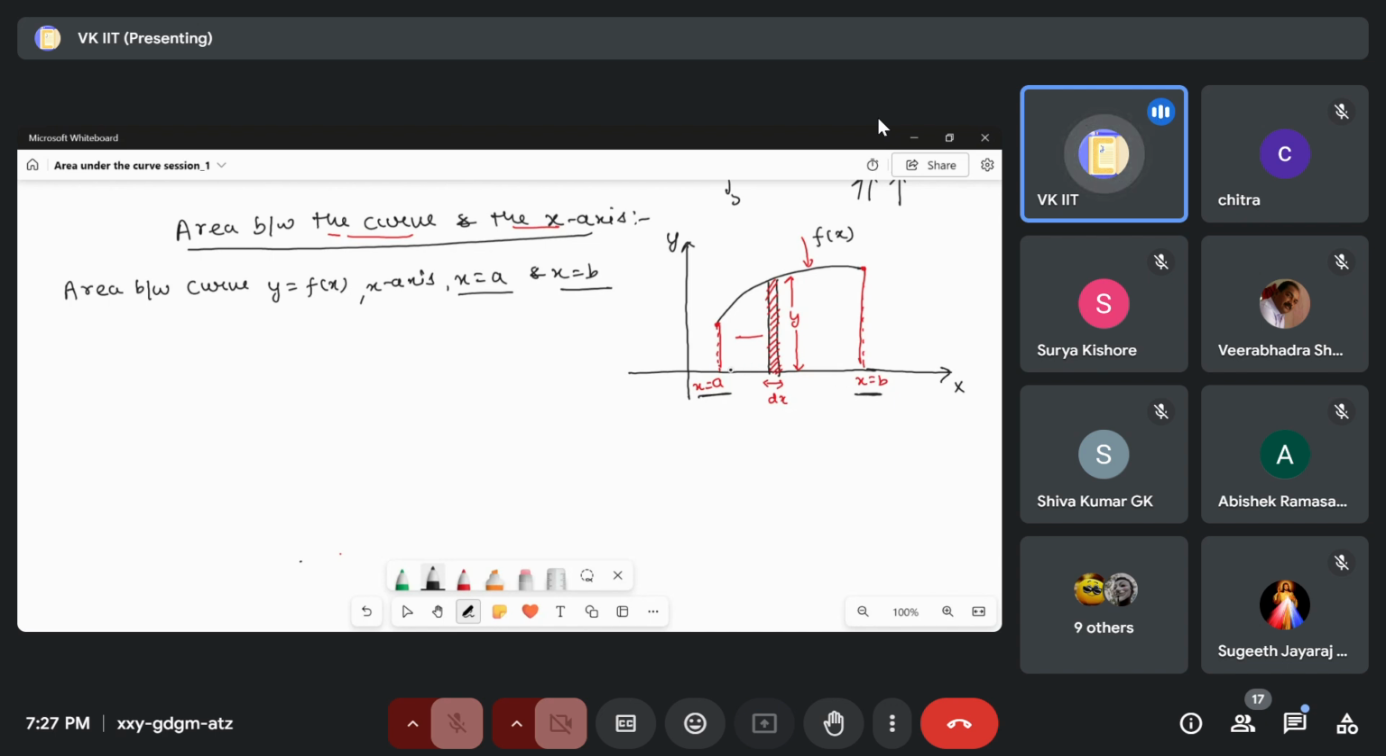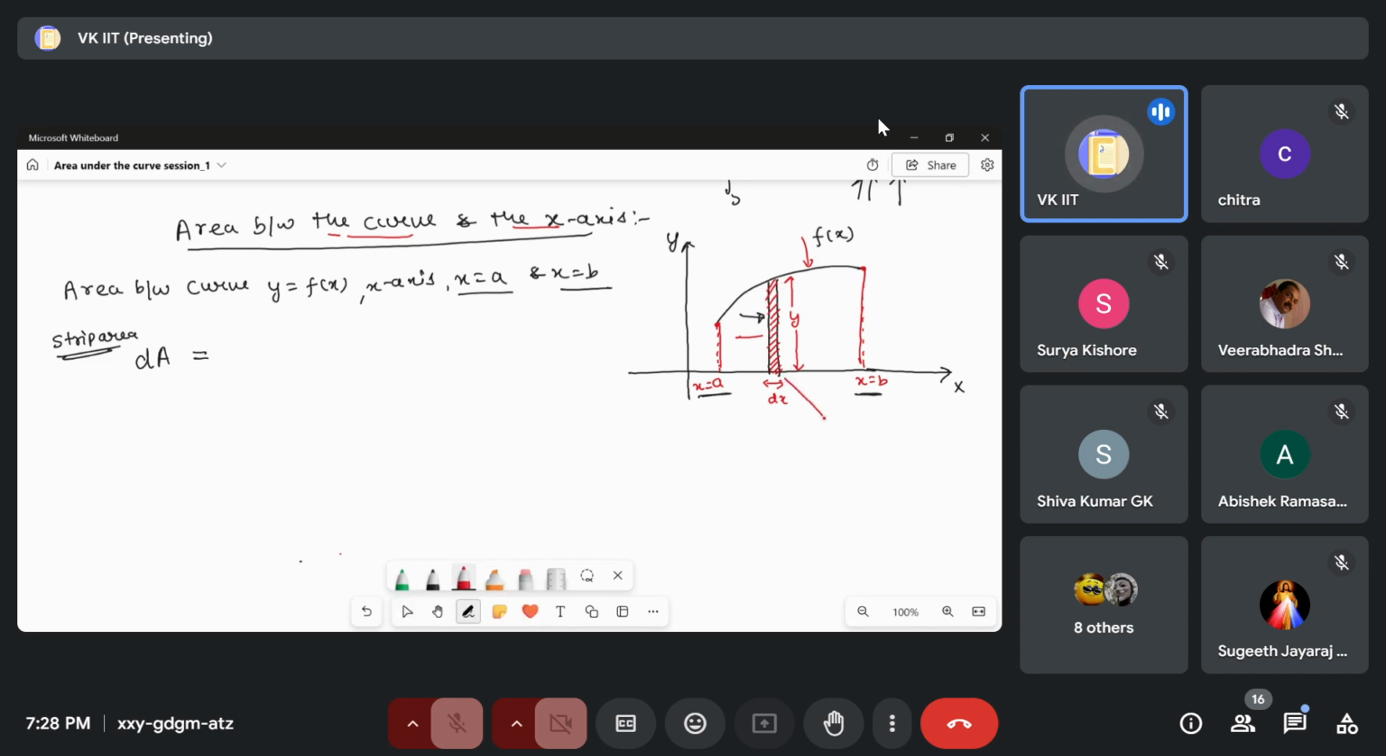Acha, someone may ask why you have not considered the horizontal strip. First, I am giving you the basics. Then I will also tell you why we have not used that. First, we will understand both kinds of strips to find out the area. Acha, so here in this case, you will find out the smaller area for this strip. The smaller area for this strip will be written as dA, strip area.